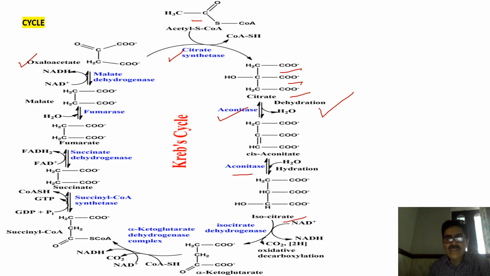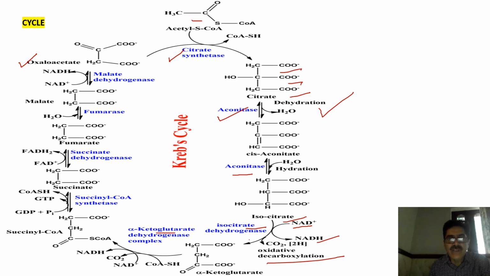Then here oxidation takes place. NAD plus is the coenzyme. It gets reduced to NADH, and the reaction is being catalyzed by isocitrate dehydrogenase. You get a molecule of carbon dioxide here. This is oxidative decarboxylation, removal of carbon dioxide. Next you have alpha ketoglutarate as the product.